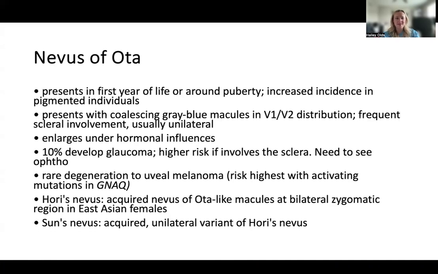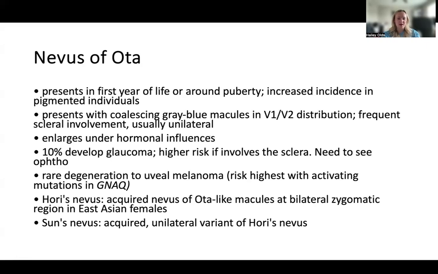And then this presents in the first year of life or around puberty. And it's just gray-blue macules that are coalescing. For nevus of Ota, it's unilateral and usually around the eye. And you have an increased risk of glaucoma with this. And it can rarely degenerate to uveal melanoma. And that's because you have the GNAQ mutation.